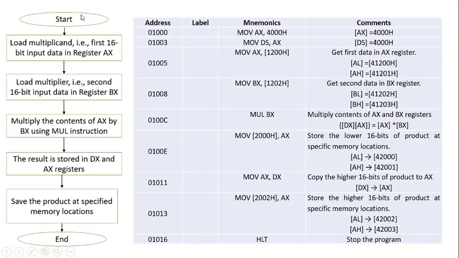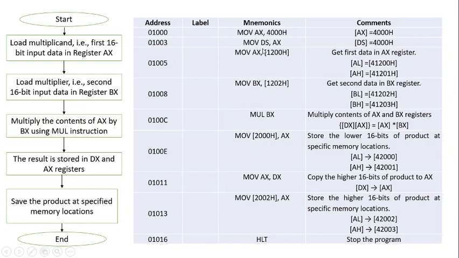So first of all we will load the multiplicand, the first 16-bit input data, in register AX, then we will load the multiplier in register BX, then we will multiply the contents of AX and BX using a mul instruction. Then the result will automatically be stored in the DX and AX registers. The lower 16 bits of the product will be stored in AX, while the higher 16 bits of the product will be stored in DX after the mul instruction. Then we will save the product at specified memory locations.